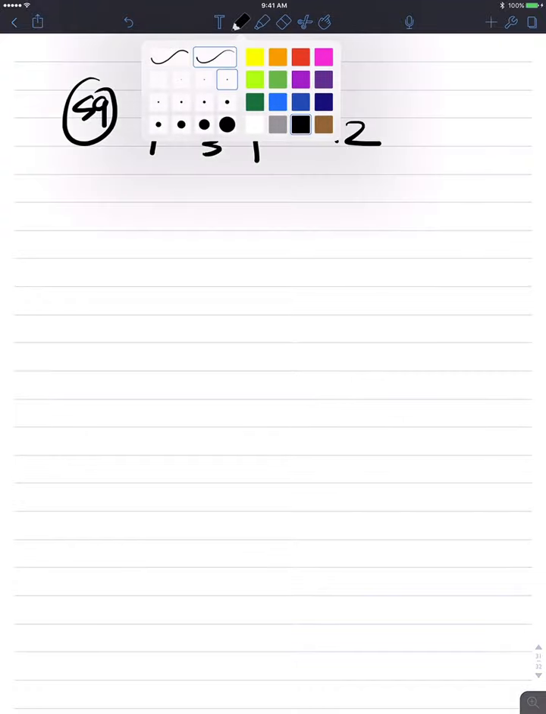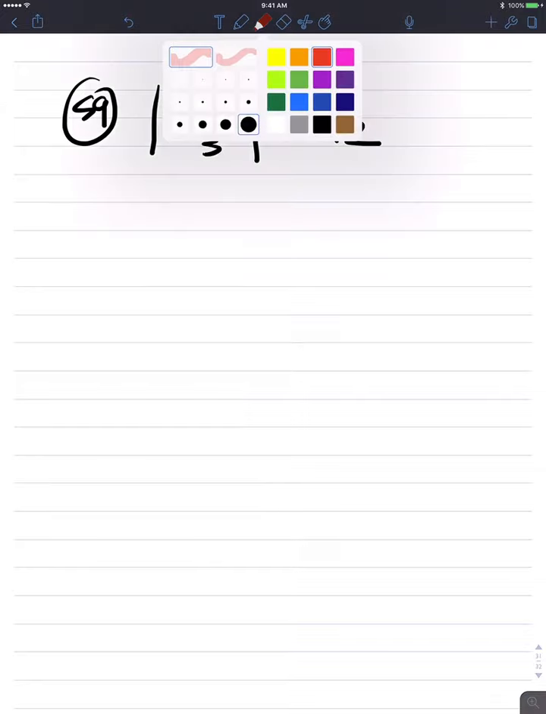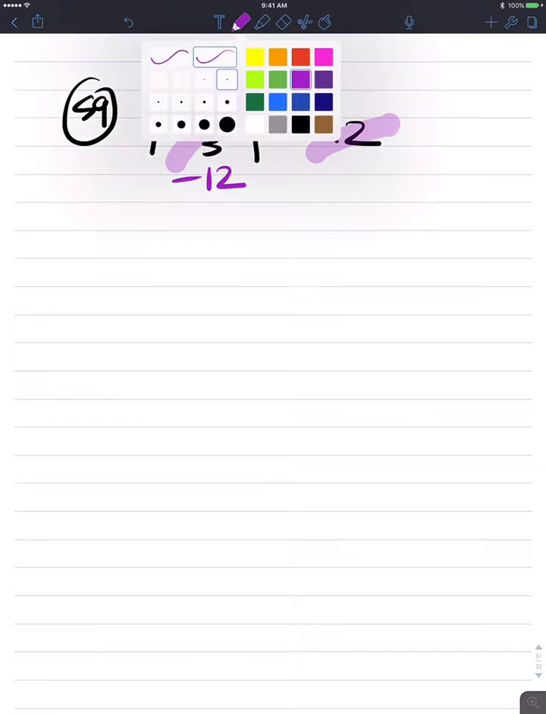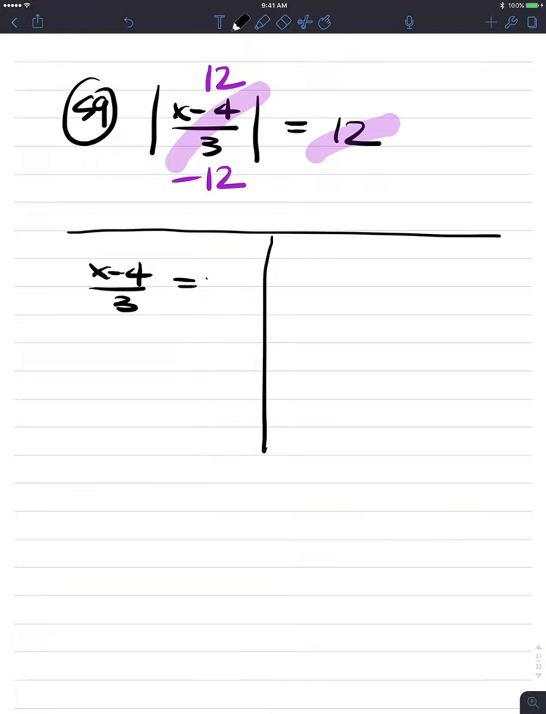Number 59, we have the absolute value of x minus 4 over 3 is a positive 12. This does happen. This means that the fraction x minus 4 over 3 is 12 in one case. The other case, it's negative 12, because the absolute value of both of these numbers is 12. X minus 4 over 3 is positive 12, or x minus 4 over 3 is negative 12.